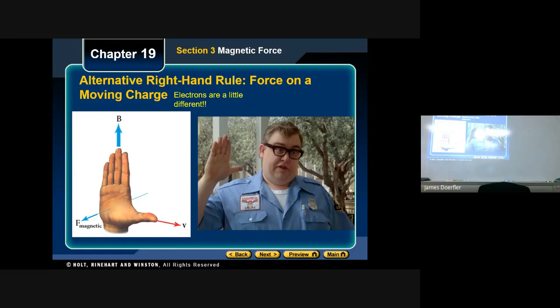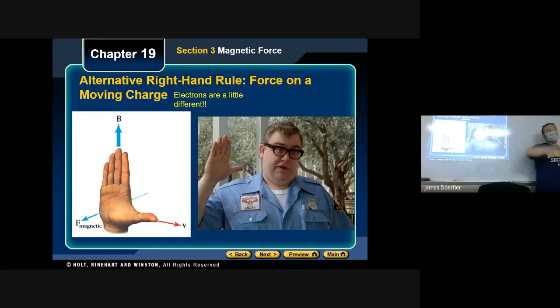Go like this, like you're taking a pledge. All right. Coming out of your fingertips is the magnetic field. Coming out of your thumb is the direction of the velocity, therefore the direction of the particle. Coming out of your palm is the magnetic force. Okay?